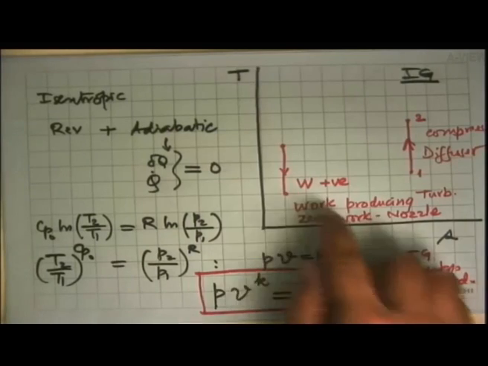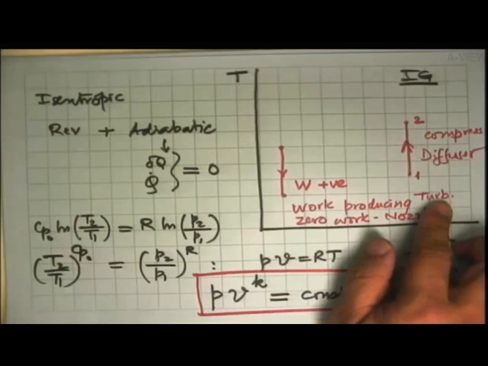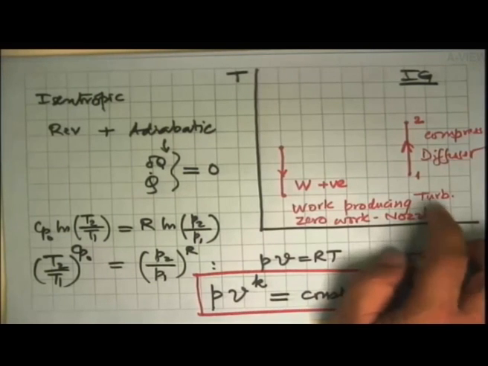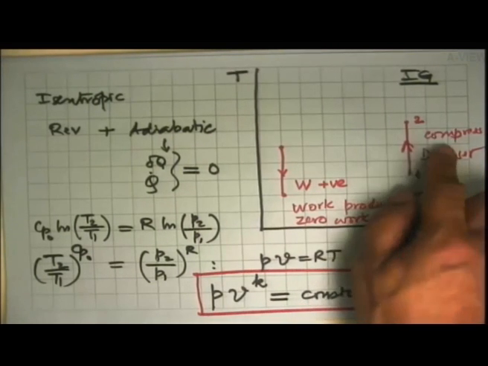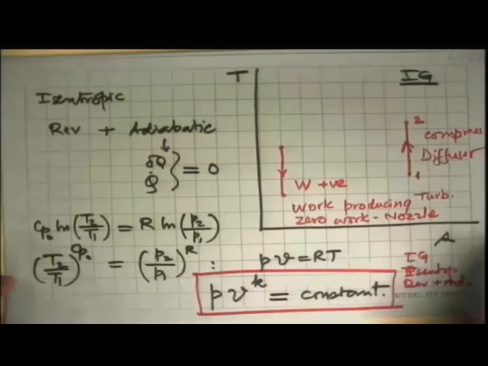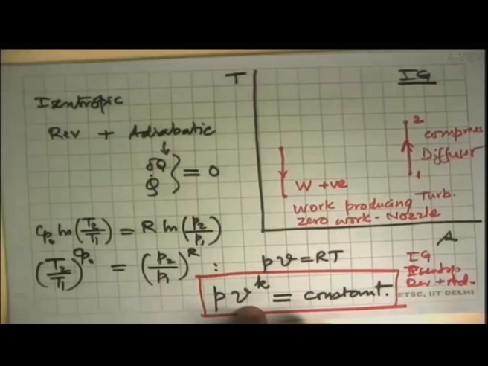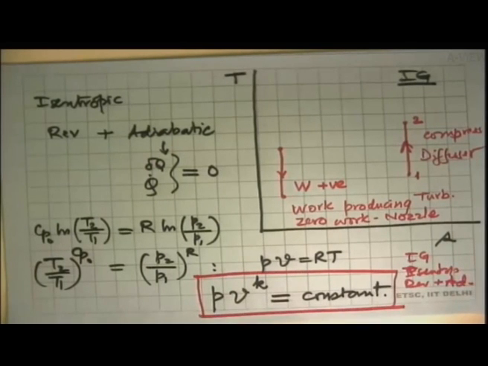So this has to be applied to any of these types of processes, a turbine or an expansion in a cylinder or a nozzle, and this has to be applied to a compression stroke or a compressor or a diffuser. There can be no heat transfer in the process. If that is the case, this equation is not applicable. So this is one nice important thing that has come out from everything that we have done.